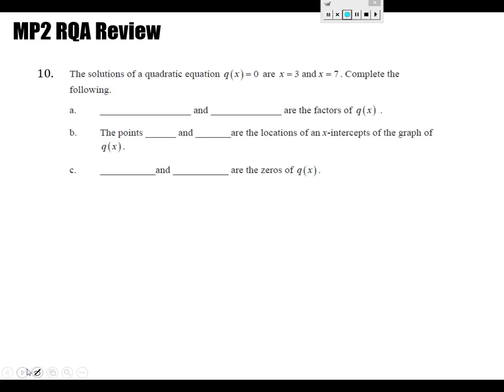Number 10, we've got some quadratic that they're not telling us about. Who knows what it is, but we'll call it q of x equals 0. And the two solutions are x equals 3 and x equals 7. So what are the factors then?